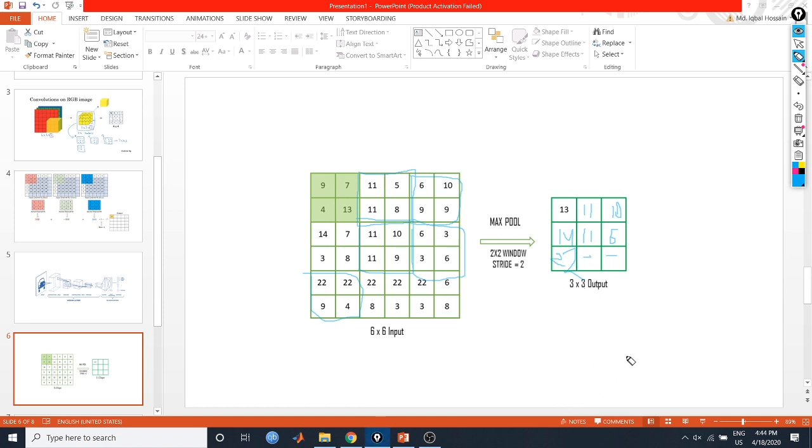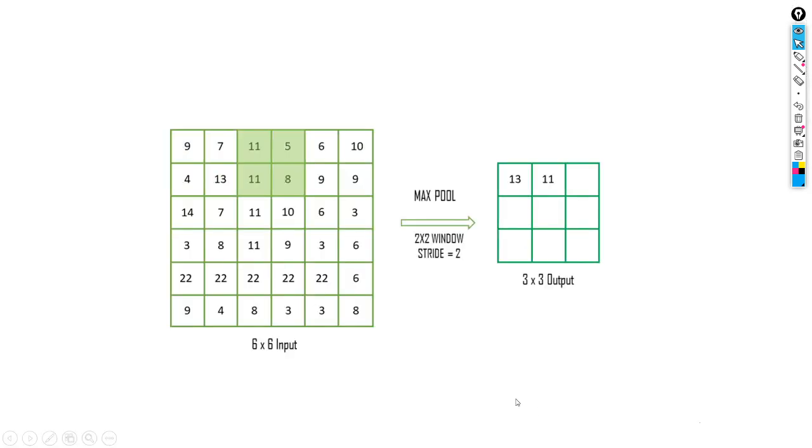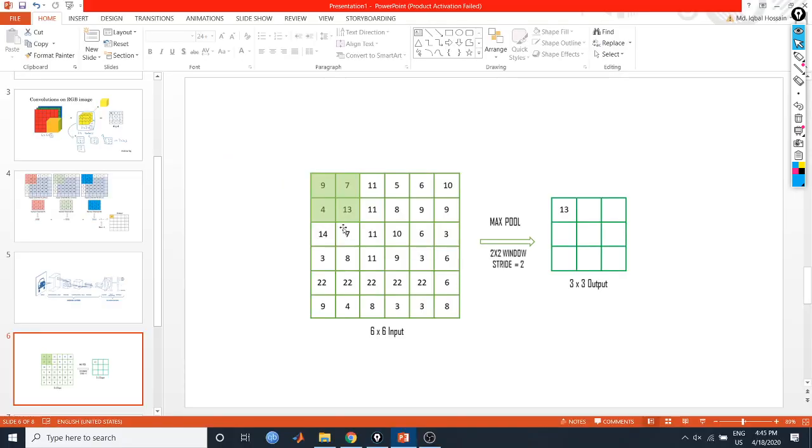So let's see how the animation does this. Let's see the animation. You can see the window is jumping through its stride of 2. So here stride is 2 and I have a window of 2 by 2. So let's go for a formula.